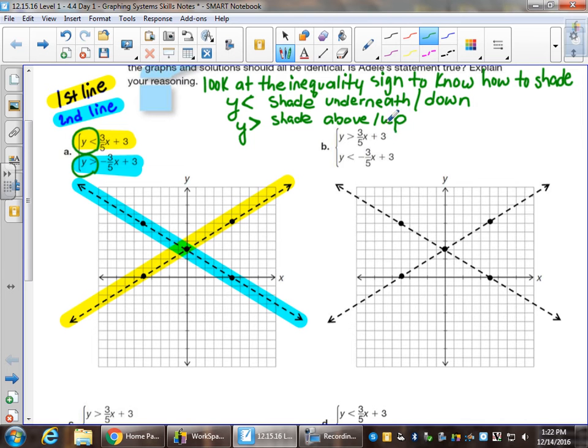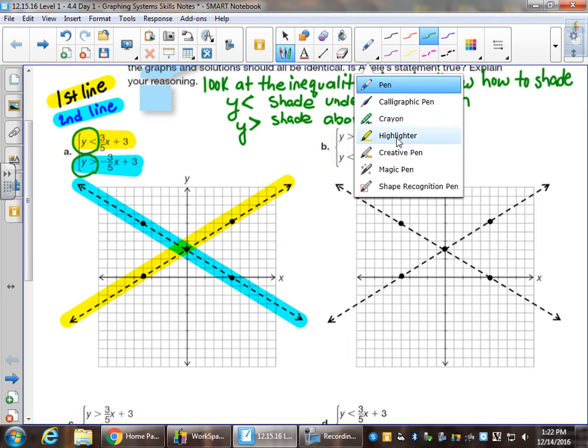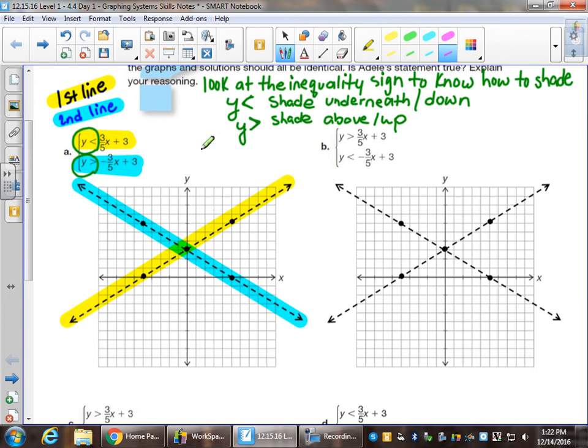Remember, when we're talking y values, we do not have left and right. This is my y-axis. I'm going to highlight this for just a second. Don't highlight what I'm going to highlight, but I want it to stand out for a second, okay? This is my y-axis. We do not have left and right. We have up and we have down. So let's see what I mean by these notes we just wrote and figure out how we're going to shade for this system.